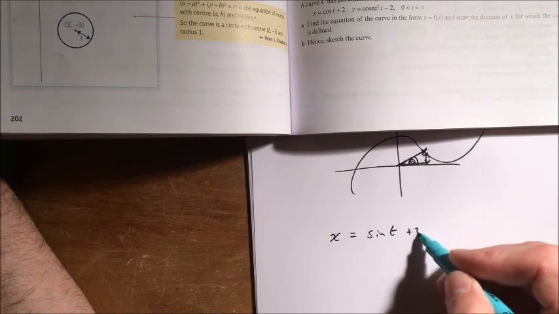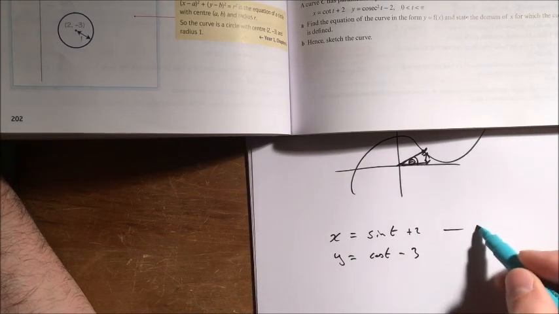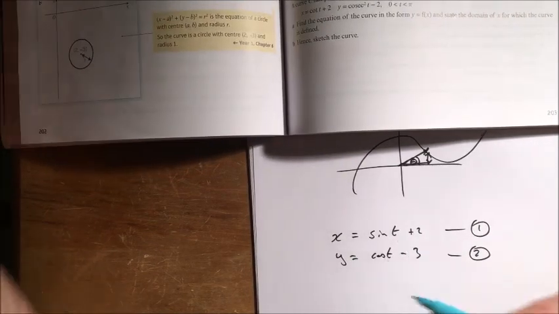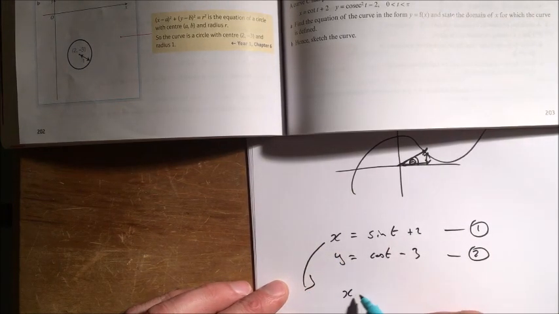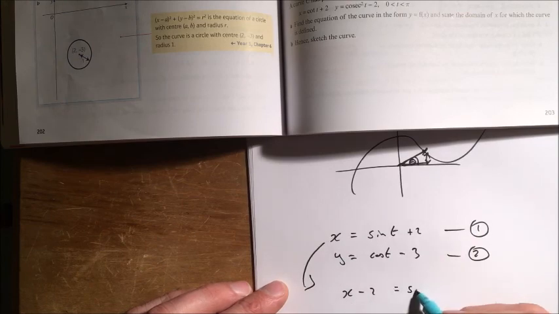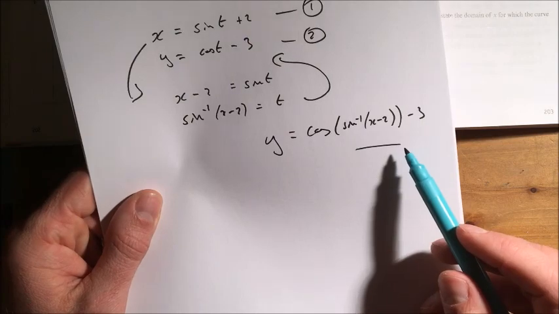x equals sine t plus 2 and y equals cos t minus 3. Now I remember when I was first taught parametric equations, I was thinking, well, okay, I need to get rid of the t. So what I do, right, is I take the equation for x and I'm going to rewrite that as x minus 2 equals sine t. So sine inverse of x minus 2 equals t. So I take that and I'm going to substitute it into equation 2, and I'm going to write y equals cos of sine inverse of x minus 2, take away 3, and there is a Cartesian equation, right?